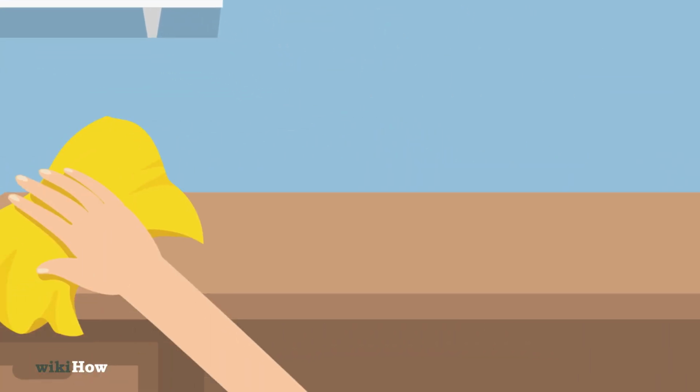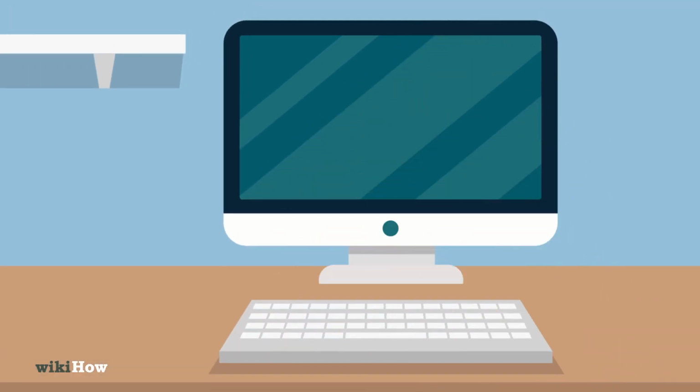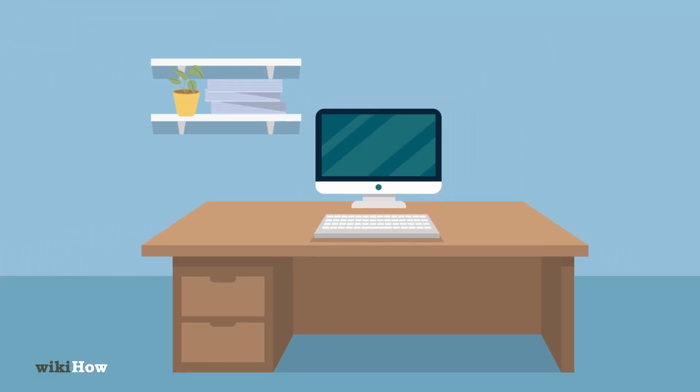Wipe down all surfaces, including your computer screen, and clean difficult-to-reach areas with compressed air or a cleaning solution. Consider using shelves above or next to your desk for additional storage.